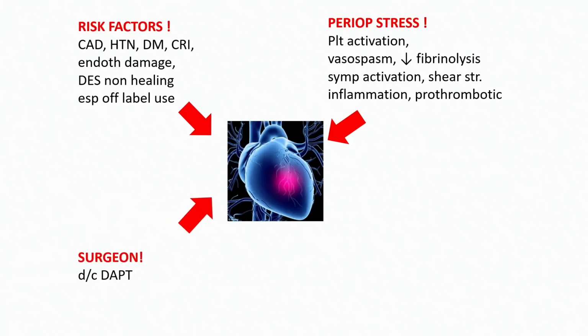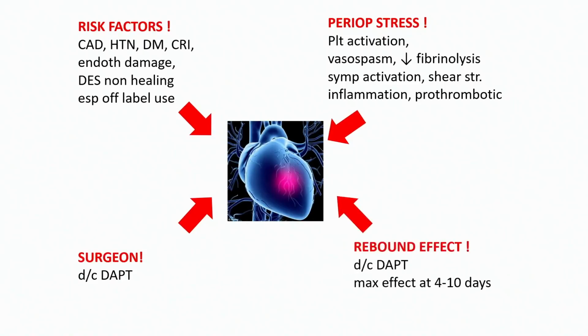Along comes the surgeon and wants to stop the dual antiplatelet therapy. So it turns out that stopping antiplatelet therapy not only reverses the antiplatelet effect, there are studies that show that it actually causes a hyperthrombotic rebound. And so now the platelets are all of a sudden hyperreactive, not just from the stress response, but also from stopping the antiplatelet therapy. And this rebound effect happens to be maximal at 4 to 10 days, which is exactly when the patient will present to us after stopping dual antiplatelet therapy.